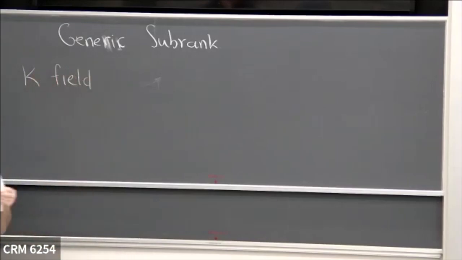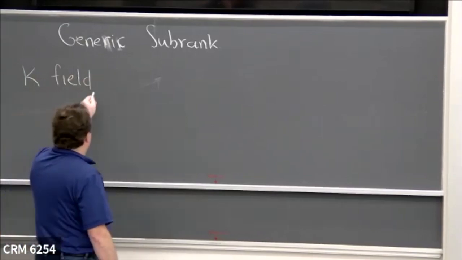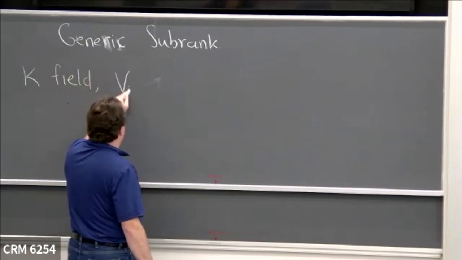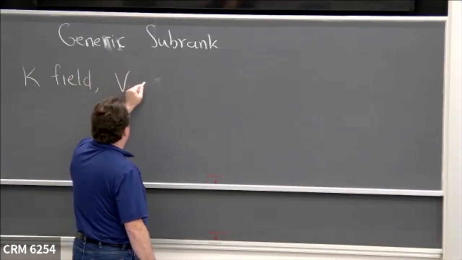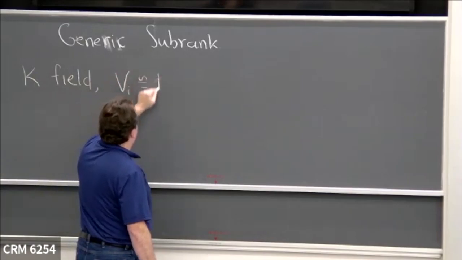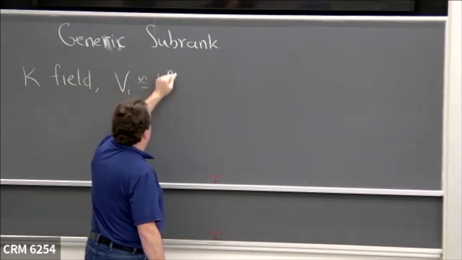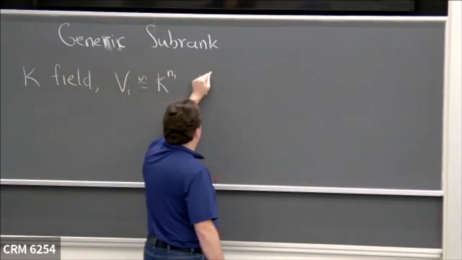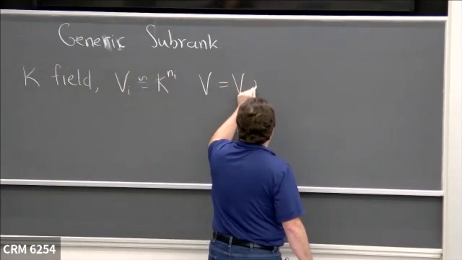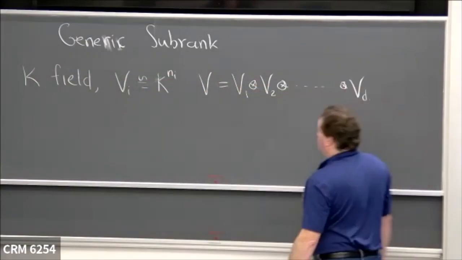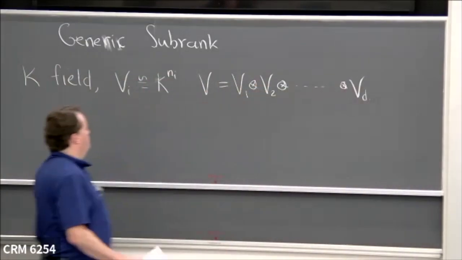Okay, so I'll work over a field K. So we're going to talk about tensors. We're going to look at a product of vector spaces. Let's say V_i is an n_i-dimensional vector space. And let's take the tensor product, say the default tensor product, of these vector spaces.